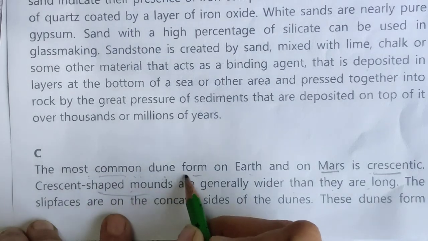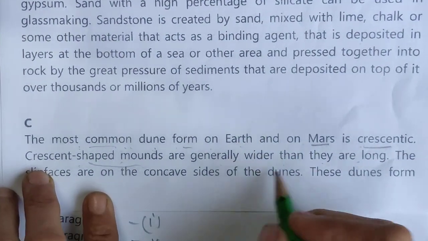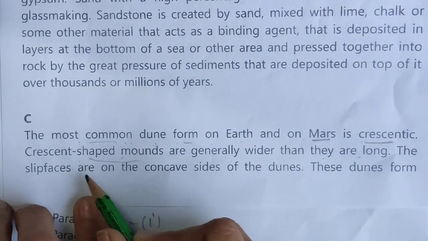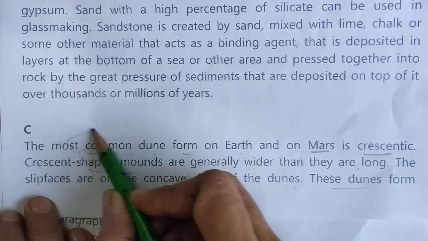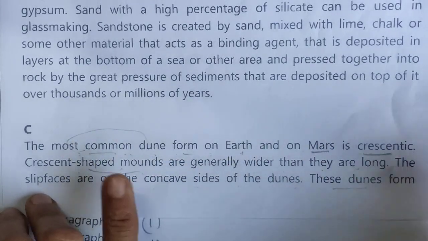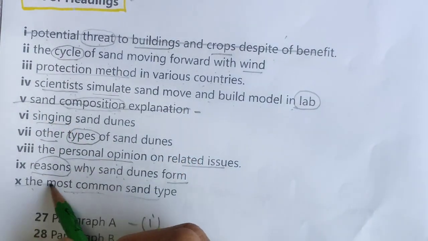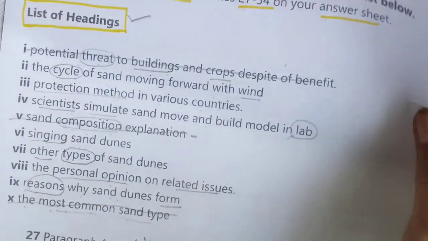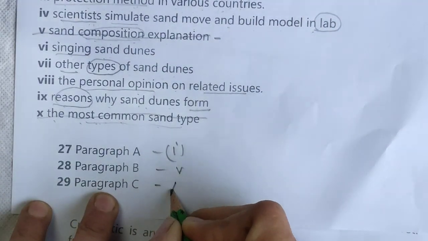The most common dune form on Earth and Mars is crescent, and they have talked about the concave sides of these dunes. So they are talking about the most common dune form on Earth. So that will come with C. We will select this, the most common sand type. Okay, so for C we will be writing here 10th number.